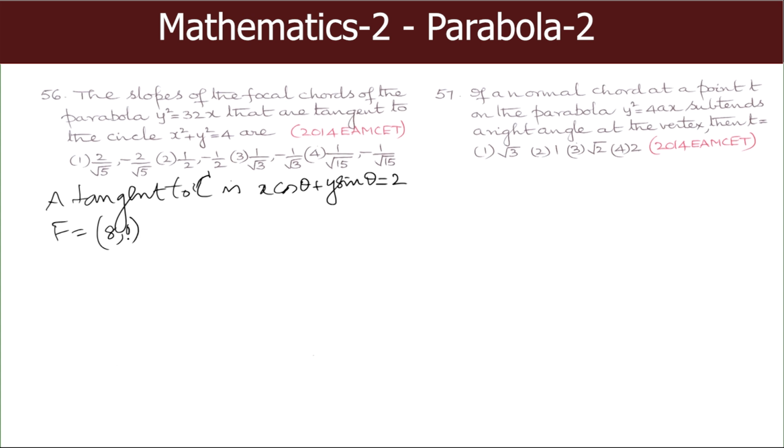So, this will be a focal chord for the parabola only when the line passes through the focus (8, 0). So, 8 cos theta equal to 2 or cos theta equal to 1 by 4.